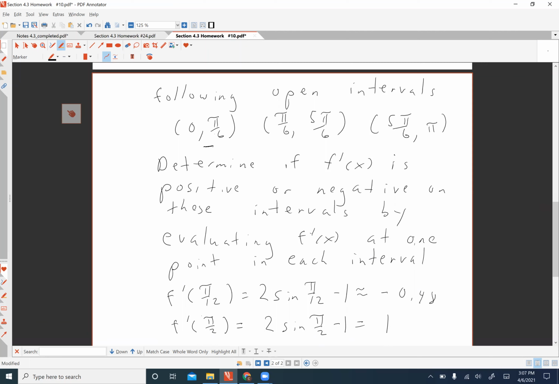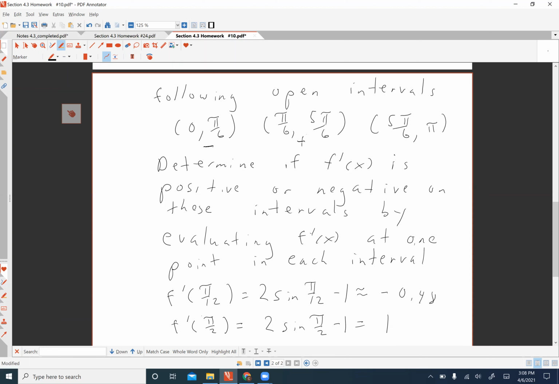And now let's look at the second interval, pi over 6 to 5 pi over 6. Let's use one of our favorite numbers in trigonometry, pi over 2. So we know that f prime of pi over 2 is 2 sine of pi over 2 minus 1. Well, sine of pi over 2, see, that's a convenient number. Sine of pi over 2 is 1. So we get 2 minus 1, we get 1. So the derivative from pi over 6 to 5 pi over 6 is positive. Okay, and it's amazing. All we have to do is evaluate at one point.